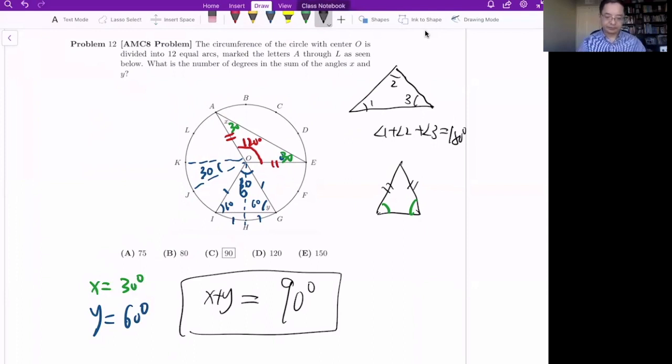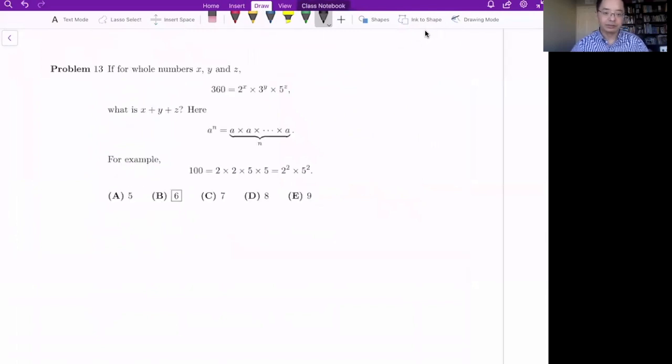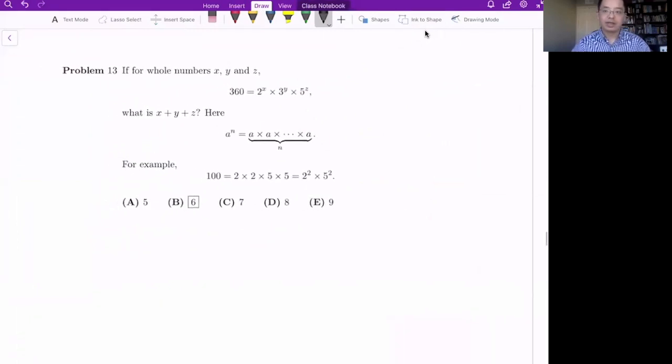All right. Okay, next, let's look at problem 13. In problem 13, we basically need to factorize a number. Here we have the number 360. We want to write this number as the product of prime numbers.